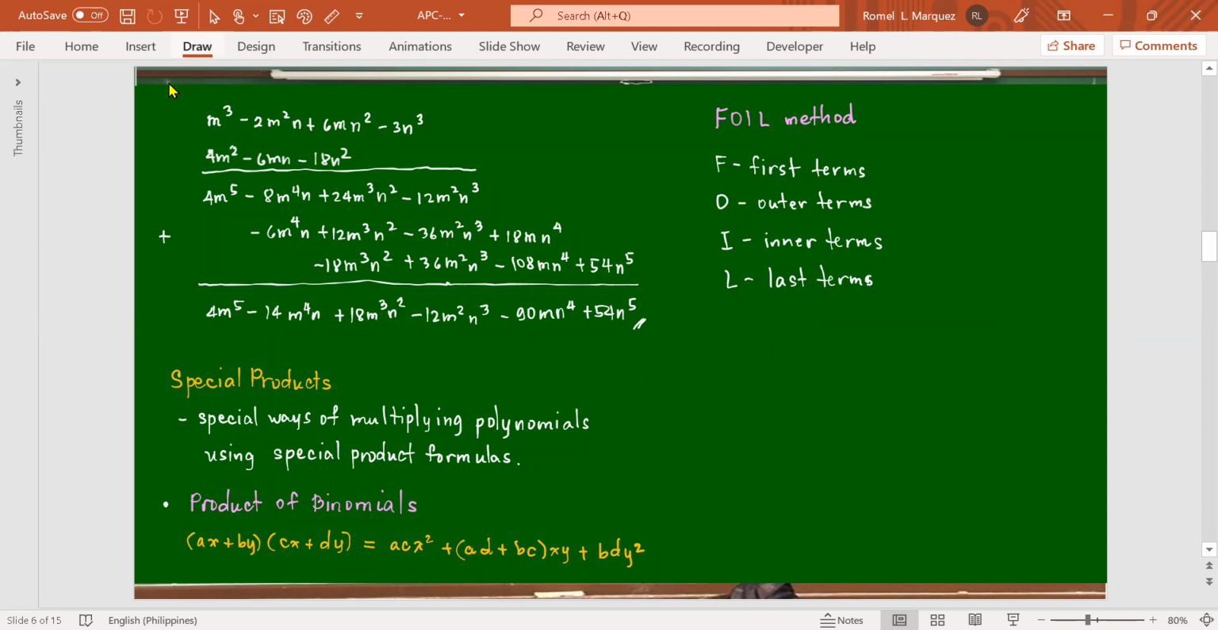So, for instance, if you are asked to multiply the following, number 1, 2x minus 3 times 7x plus 5. So that is 2x. But of course, you can do it mentally. You don't need to do this one by one.